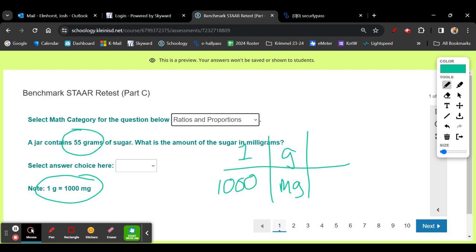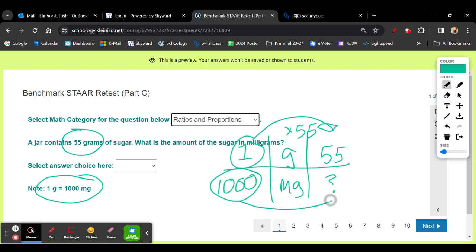Now we fill in the want-to-know part. There's 55 grams. And the question is, how many milligrams is that? So you can multiply using factors times 55 and then come down here and use the same factor to help you solve.